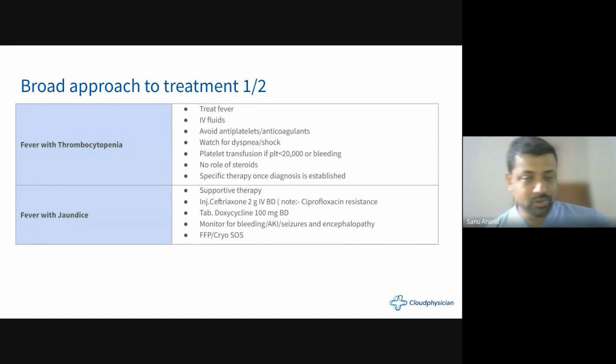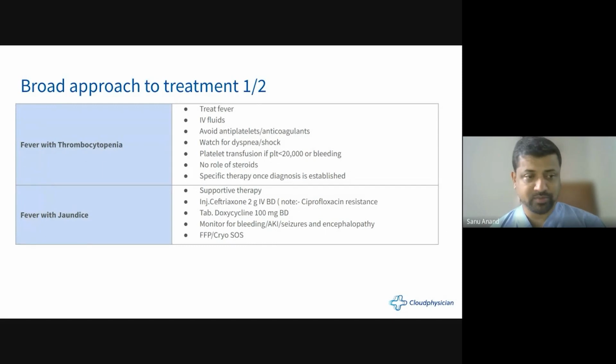Now, broad approach to treatment, like I alluded to earlier, almost all syndromes, the treatment for most tropical infections is supportive. Some diseases do have specific treatment, but one good thing about tropical infections, either they don't have treatment or ceftriaxone and doxycycline covers for them. So it's very interesting how so many of these atypical infections respond so well to doxycycline and even azithromycin.